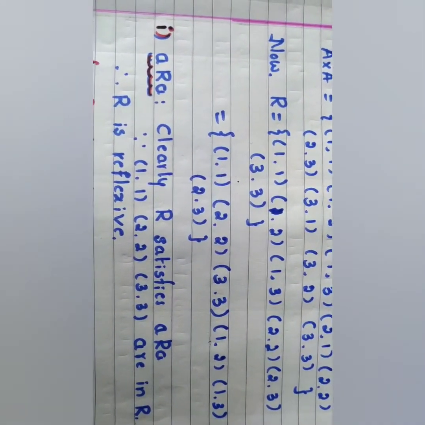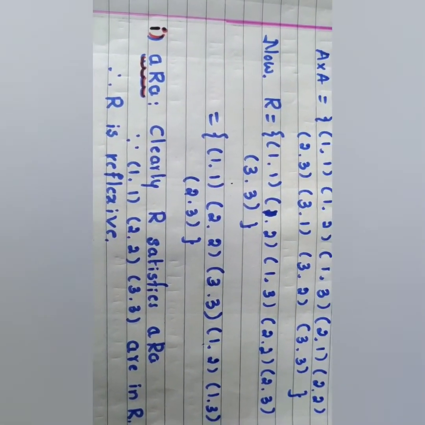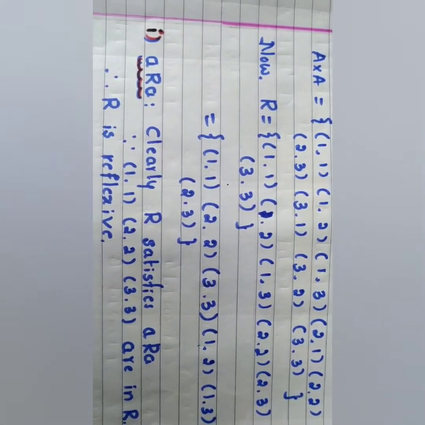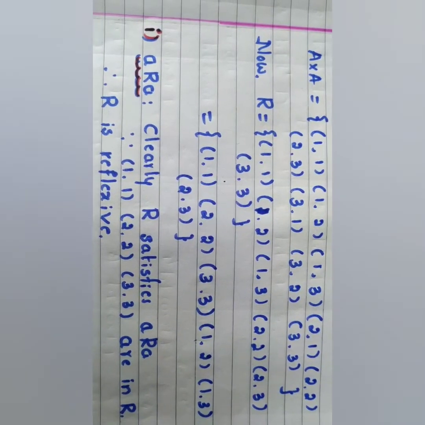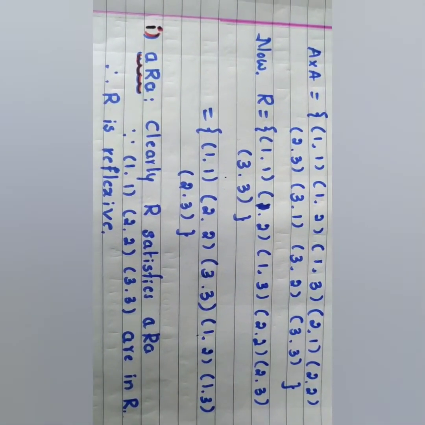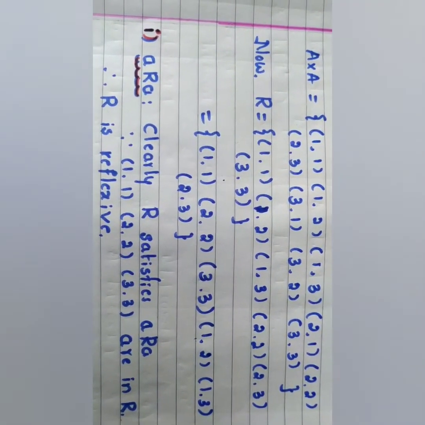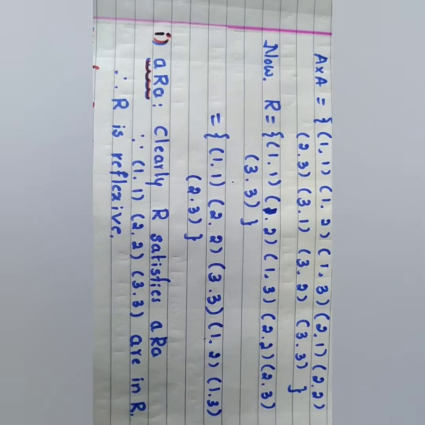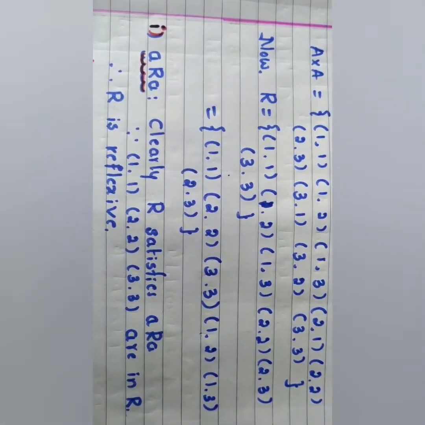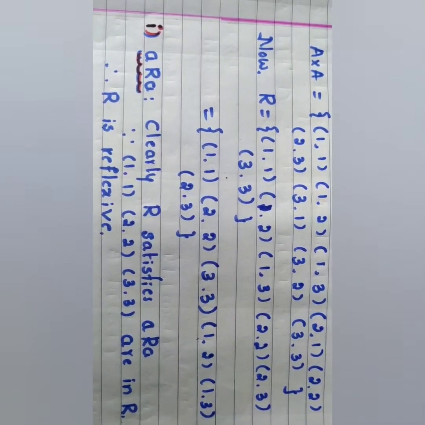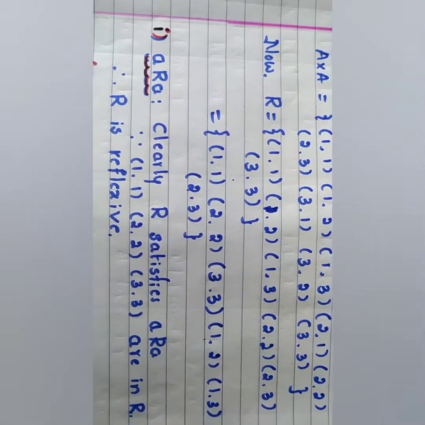The first one, is it reflexive? Clearly R satisfies aRa because 1 is related to 1. The pair (1,1) is there in R, (2,2) is there in R, and the pair (3,3) is also in R. That means aRa means 1R1, 2R2, 3R3, that is (1,1), (2,2), (3,3) are in R. Therefore R is reflexive.